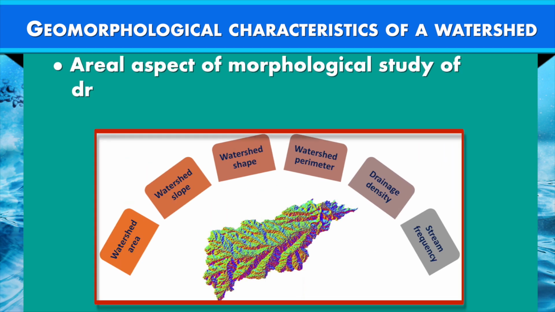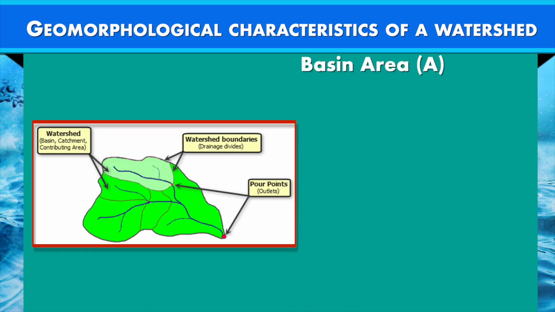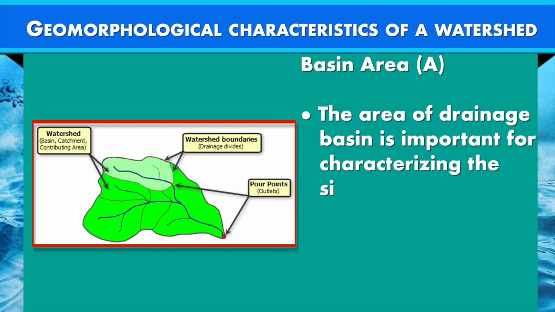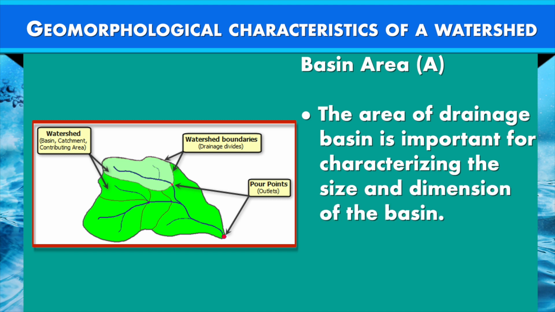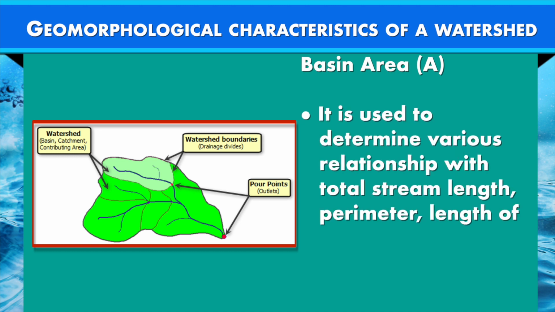Learners, the aerial aspects of the morphological study of a drainage basin include describing the arrangement of aerial elements like the size and dimension of the watershed that indicate basin geometry. It includes the area of the drainage basin, which is determined by extracting the drainage basin using a pour point. It is used to determine various relationships with total stream length and the length of the basin.